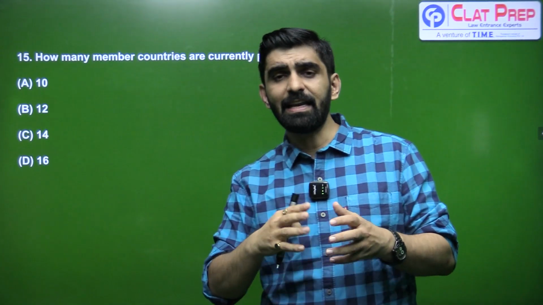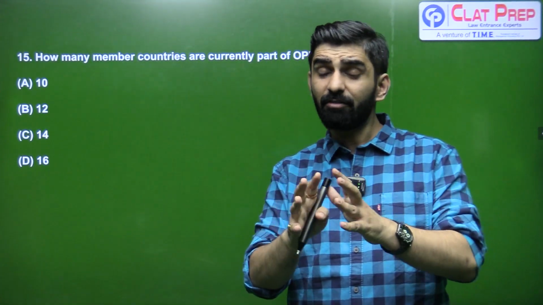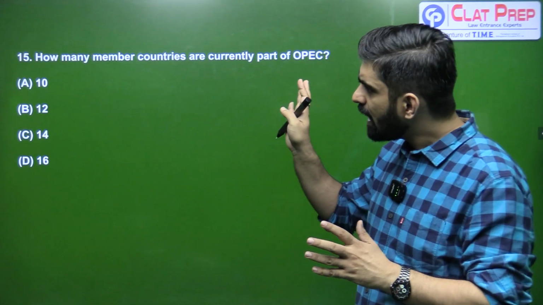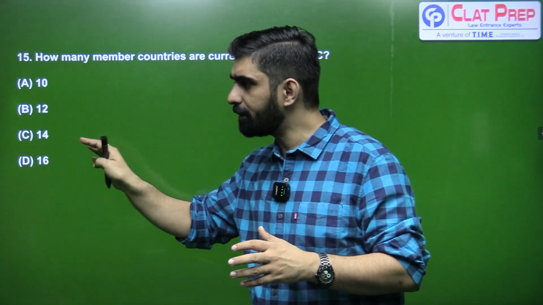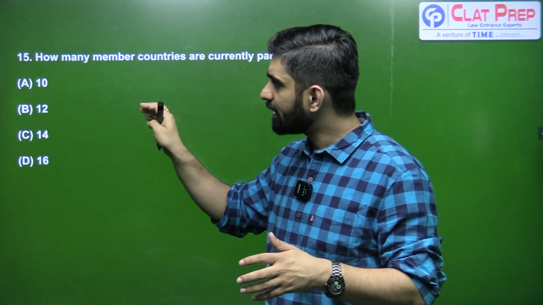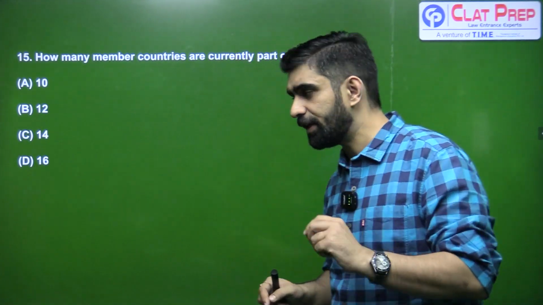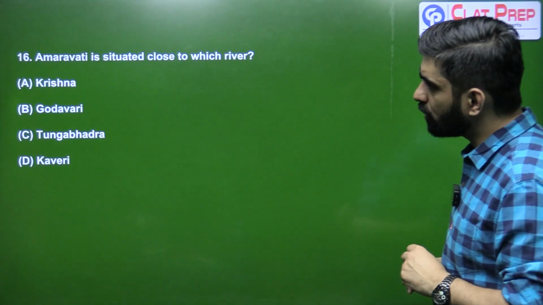So basically any country which is a big petroleum exporting country can become a member of this particular group, and currently there are 14 members in this group, which means the correct answer for the 15th is going to be C. Moving on to the next question.